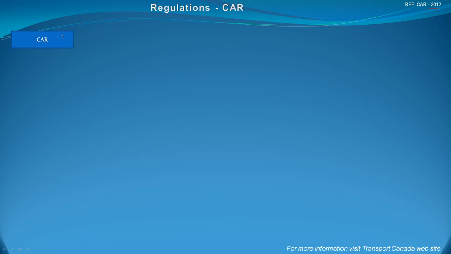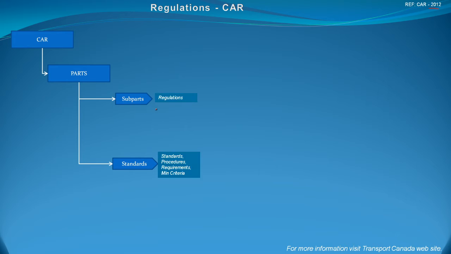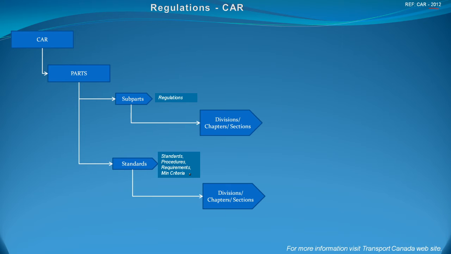So we have Canadian aviation regulations, then we have parts, under parts we have subparts, standards. Subparts is about regulation, standards is about standards, procedures, requirements, minimum criteria. Then we have divisions, chapters, sections. This is 2020 updated. I checked the website and it's slightly more user-friendly structured now, okay? And next we have subsections, and definitely all this regulation text and the standard text, etc.